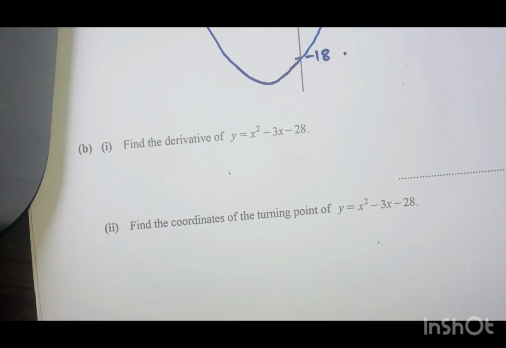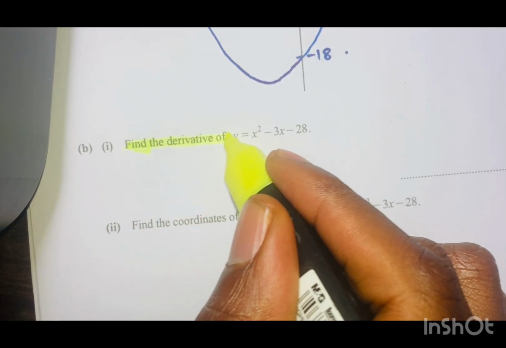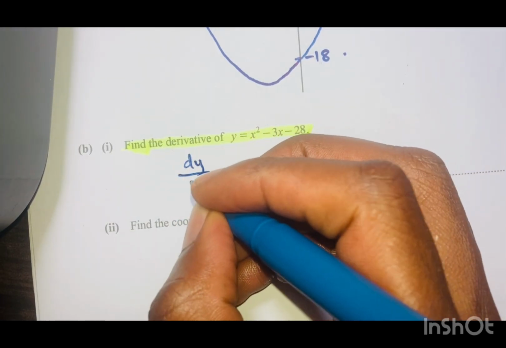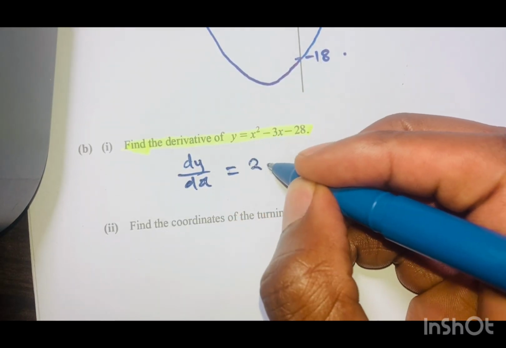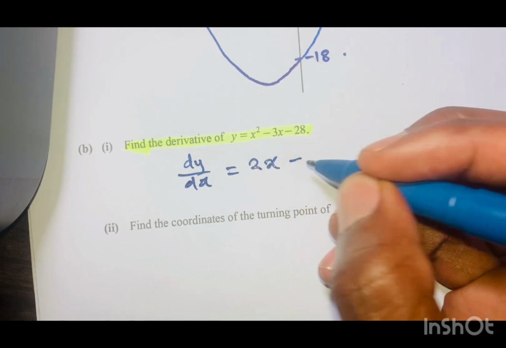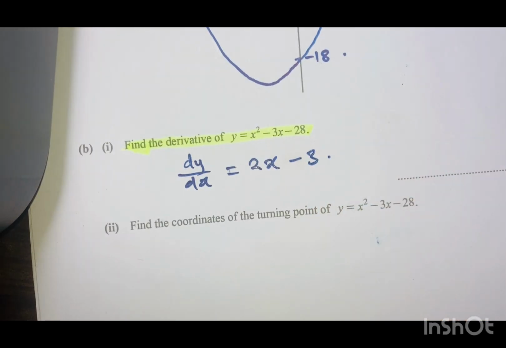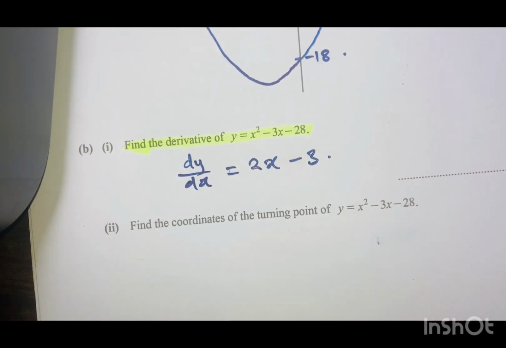So find the derivative of y equals x squared minus 3x. We say dy/dx equals, we drop the 2, then we subtract 1 from the power of x, which makes 2x minus, if we differentiate minus 3x, we get 3. If you differentiate a constant, which is 28, you are going to get 0.